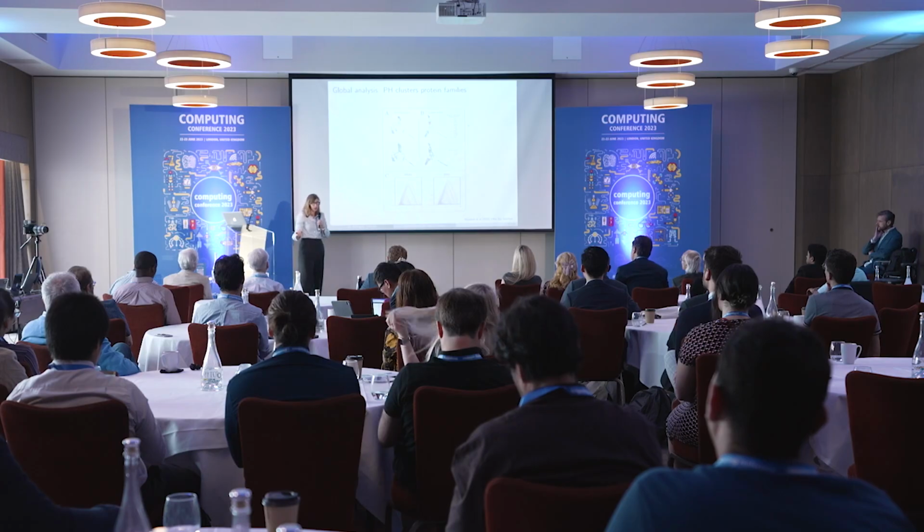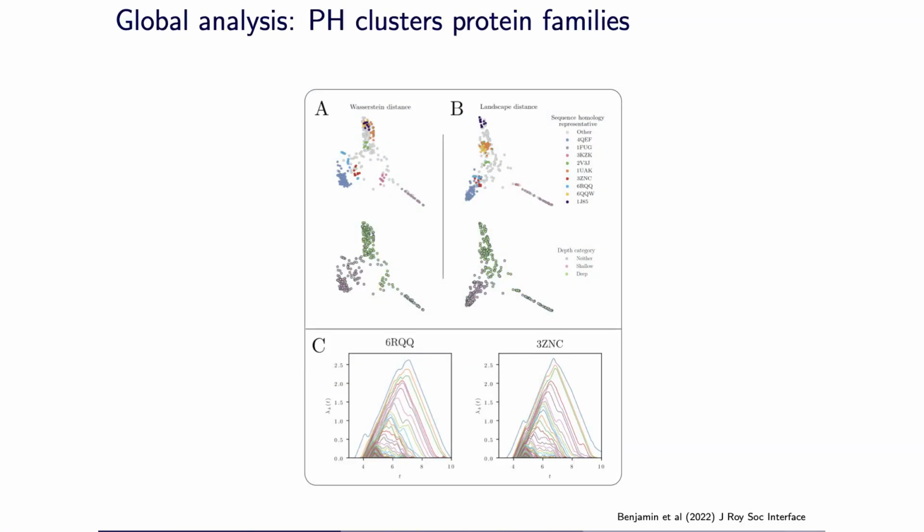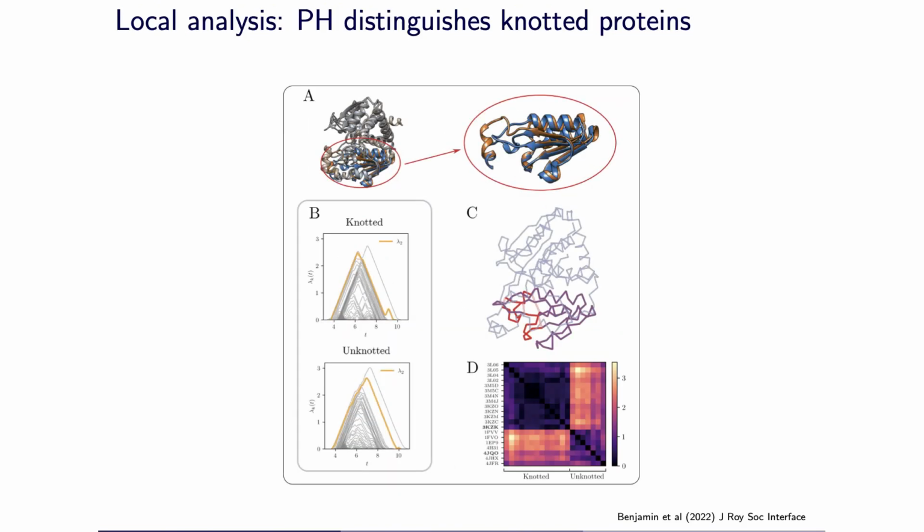So we can look at the global analysis. We can look at families of these proteins, and we see that persistent homology has a different average for different families of these, different groupings of these proteins that are known to be similar. So that's good. It's kind of a validation. But then we asked, can we look at the knotted and unknotted of these homologous proteins?